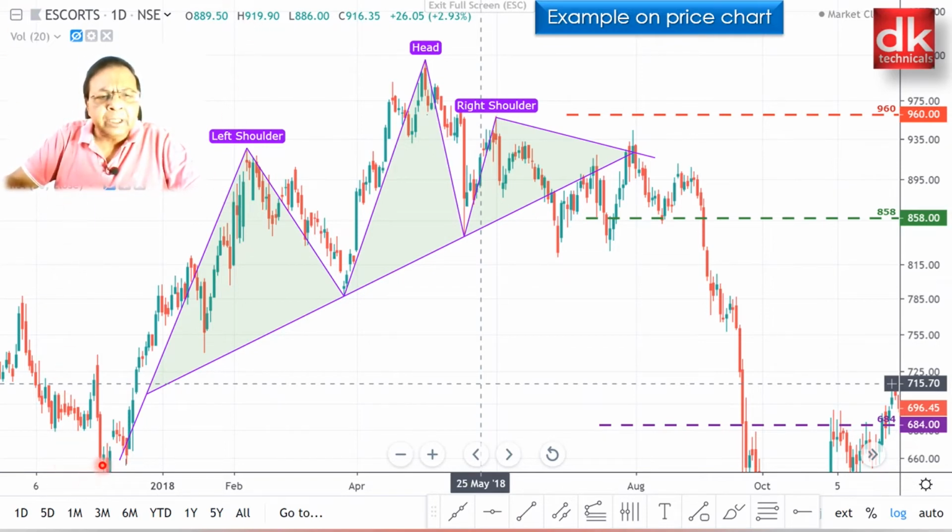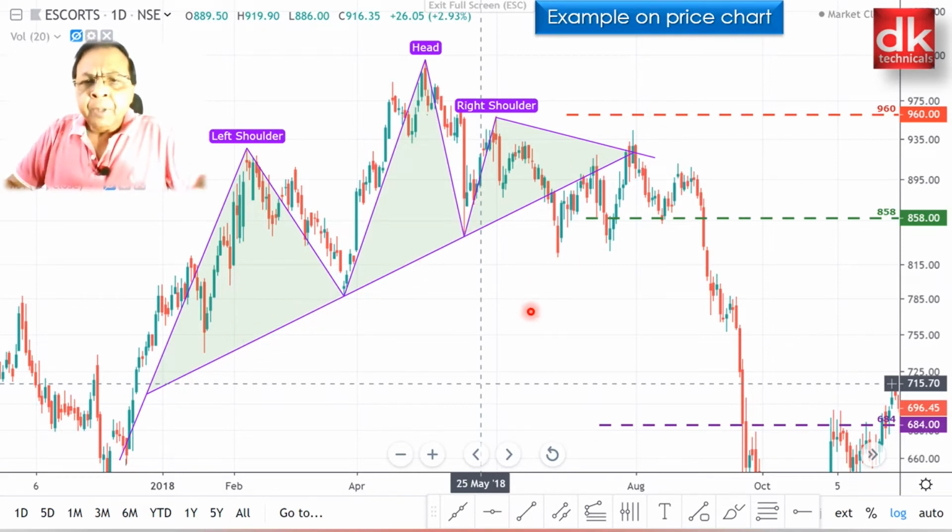You can see this was the markup phase where the price was making higher highs and higher lows kind of formation. The market corrected to this level, formed this, and this was the left shoulder. From here the market started rising. So we mark this point, and here the head was formed, price corrected, then again from here price started rising and formed a right shoulder, and then price broke down in this area. Price gave a pullback to test the neckline. This is the neckline which has been drawn.